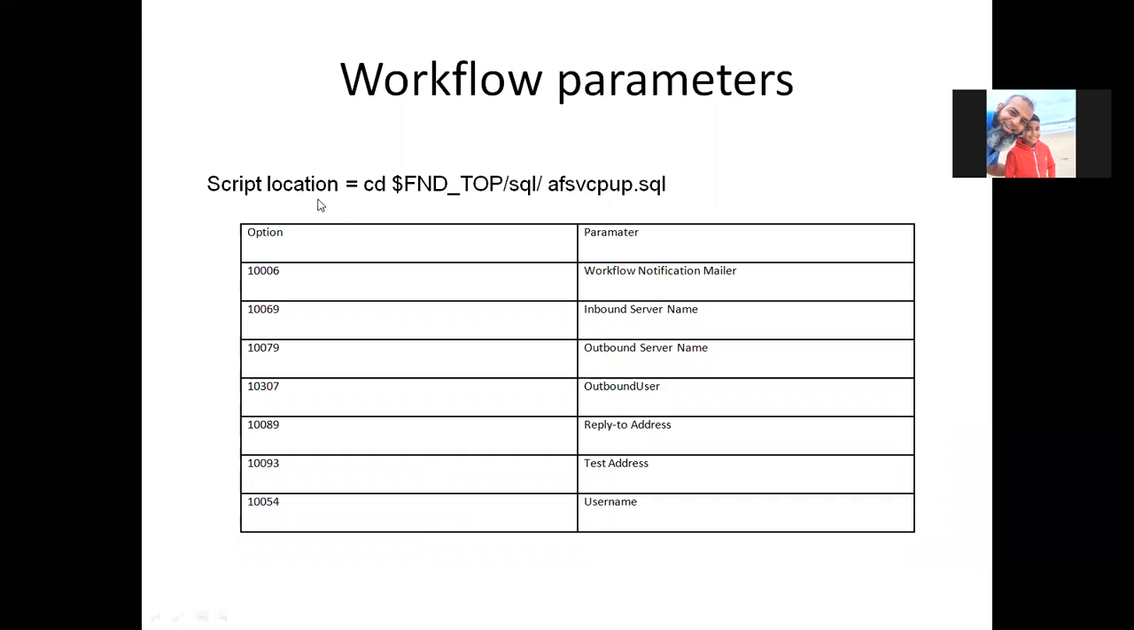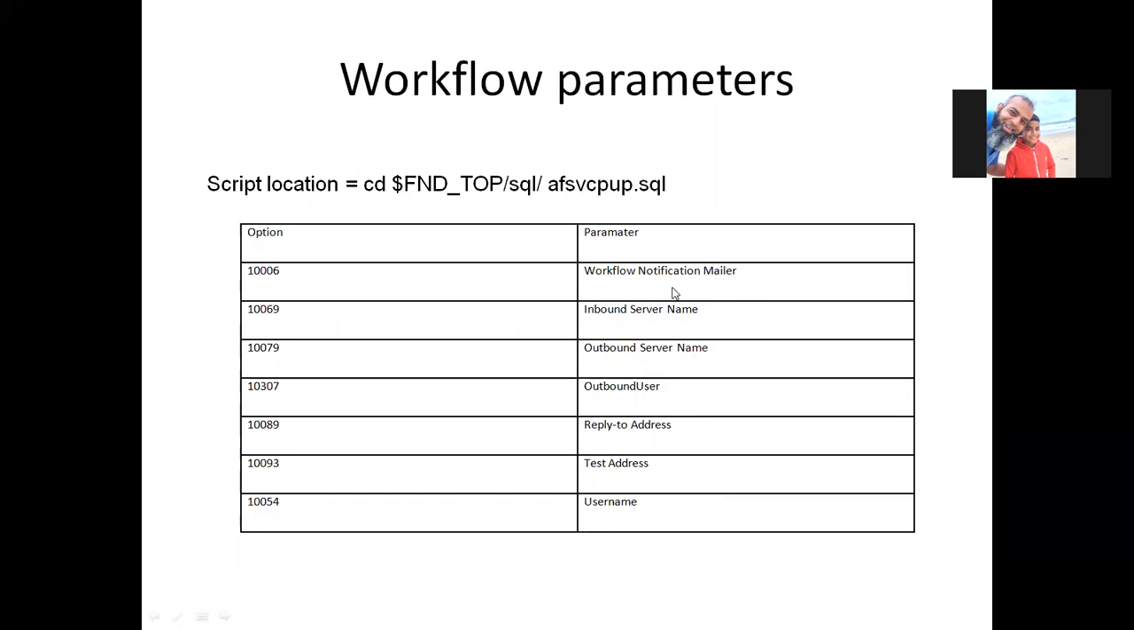The backend is there is a script located under the FND top SQL. The script is called afsbcpup.sql. All right. If you run the script as an apps user, you can update all these parameters. All right. So what I've done is to make it easy for you, and what I've done for my DBAs is to make it easy for them. I table the parameters that we use on a weekly basis or monthly basis.